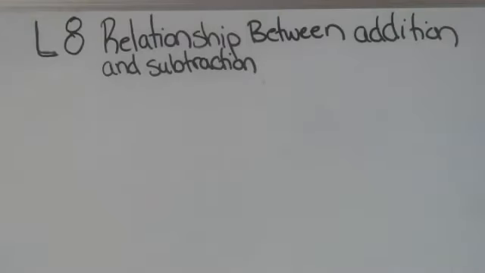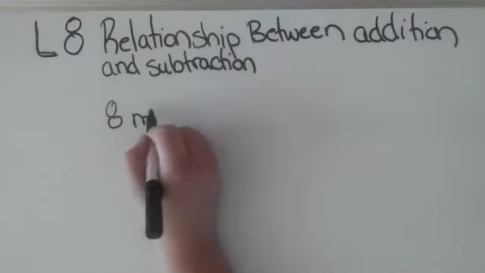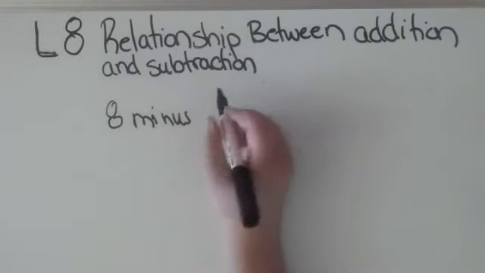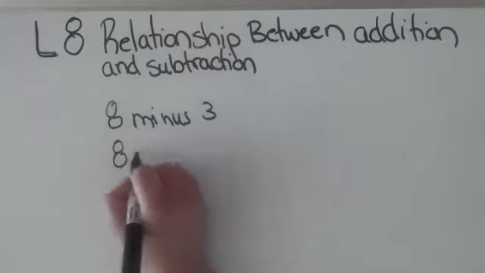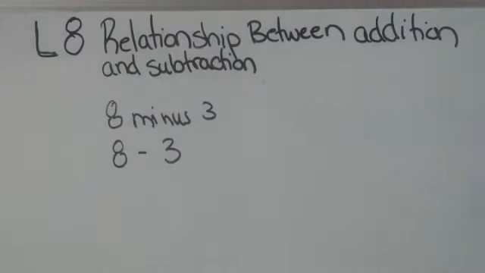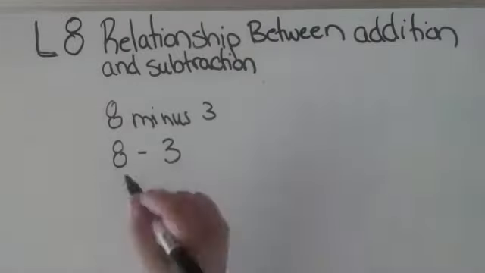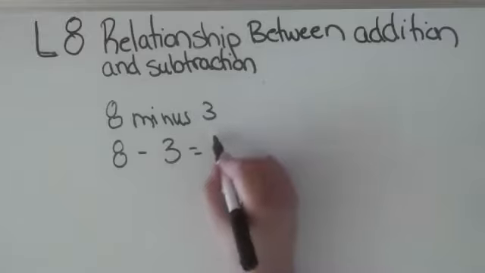This is lesson 8 for Saxon 5, relationships between addition and subtraction. So when you're looking at subtraction, you're looking at something like 8 minus 3. And minus, when we're doing this, is 8 minus 3, or subtract 3, or take away 3. All different ways you could say this. When we have 8 take away 3 is 5.